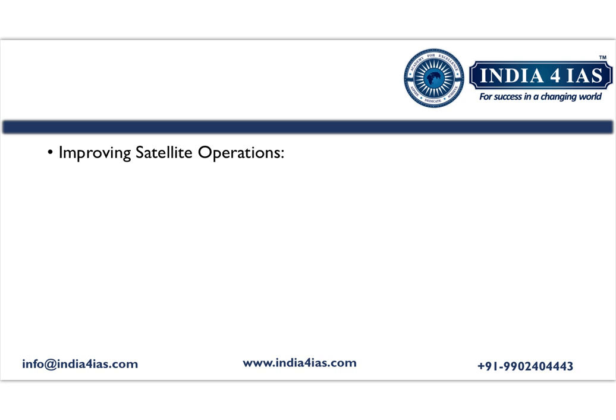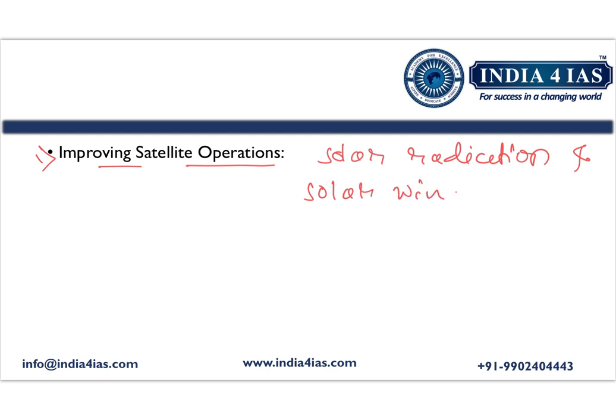Then the last and the most important significance is improving satellite operations. Solar radiation and solar wind have direct impact on the functioning of satellites and spacecraft. Understanding these solar interactions is crucial for designing and operating spacecraft effectively, leading to improved satellite performance and longevity.